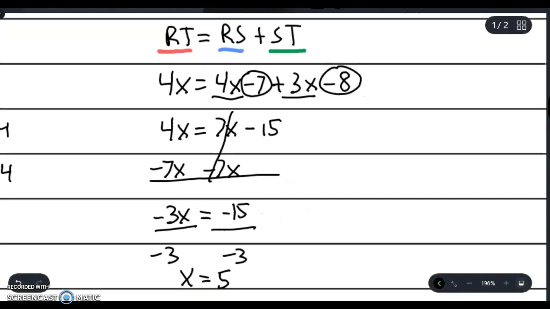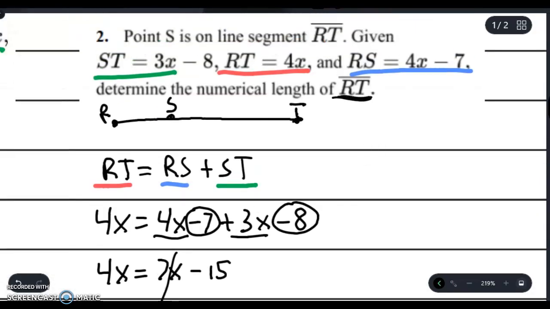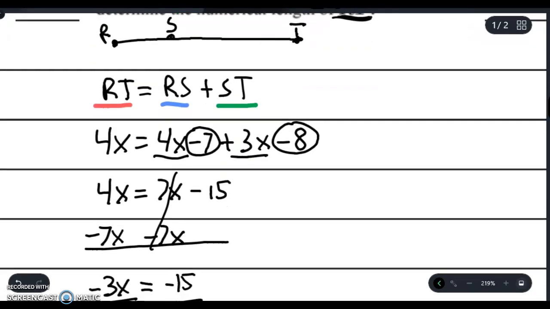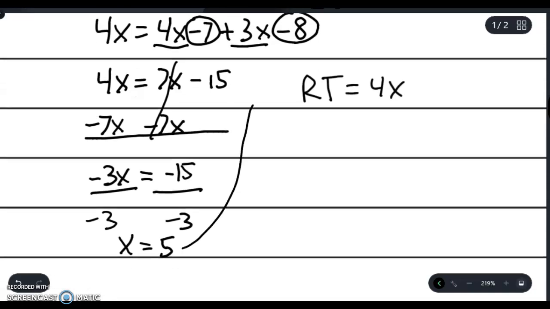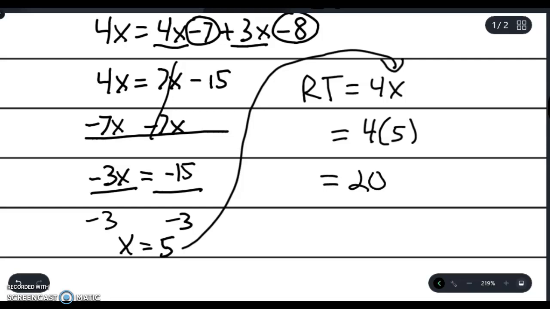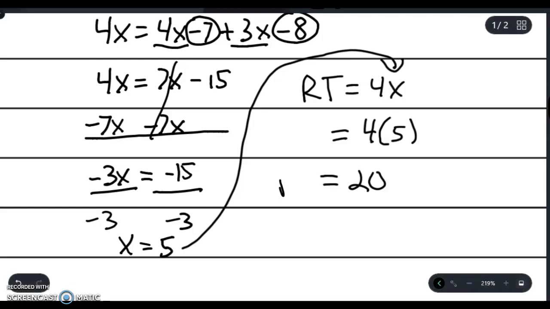Now it's important to remember not to stop here, because we're looking for RT. RT is 4x, so that's simple enough. RT is equal to 4x. We're going to plug the 5 in for x, so you have 4 times 5, which is equal to 20. And that's our answer.